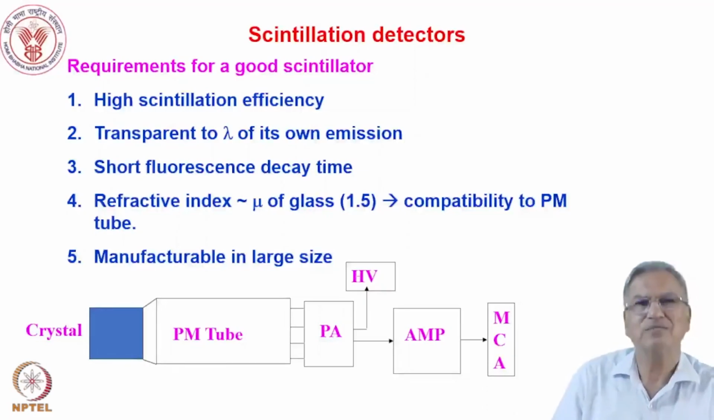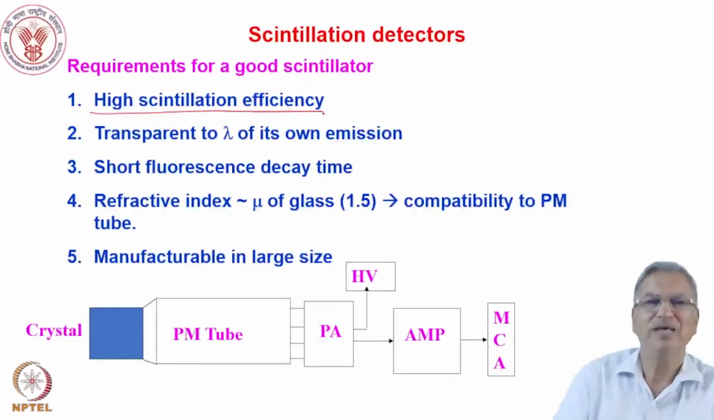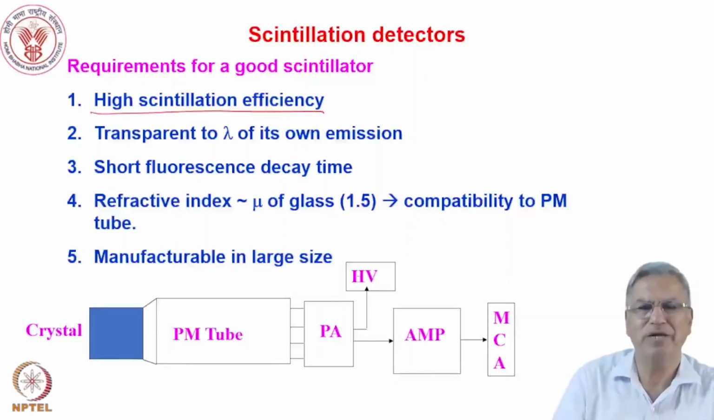Now there are certain requirements for a good scintillator material. The first thing is that this should have a high scintillation efficiency. Like if you have a 1 MeV gamma ray, then how much of the energy of the gamma ray is utilized in producing light? So that is an important point. The higher the scintillation efficiency, the better the detector resolution becomes.